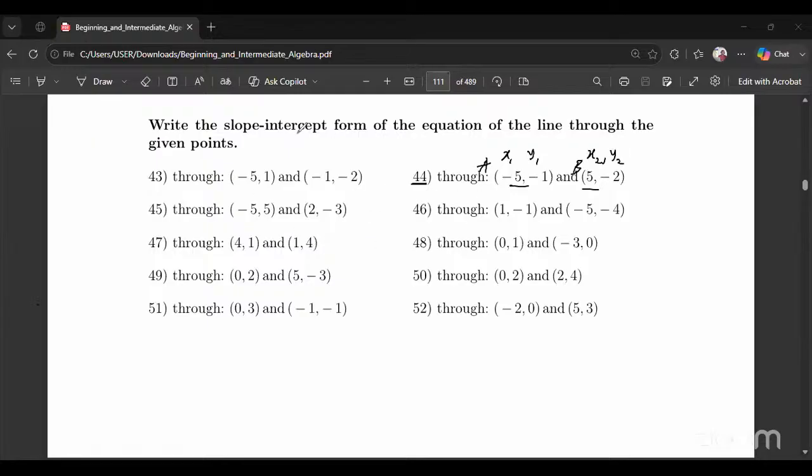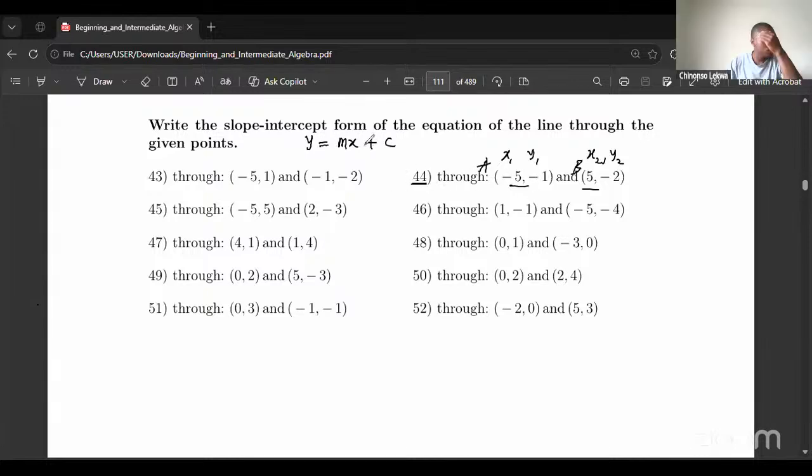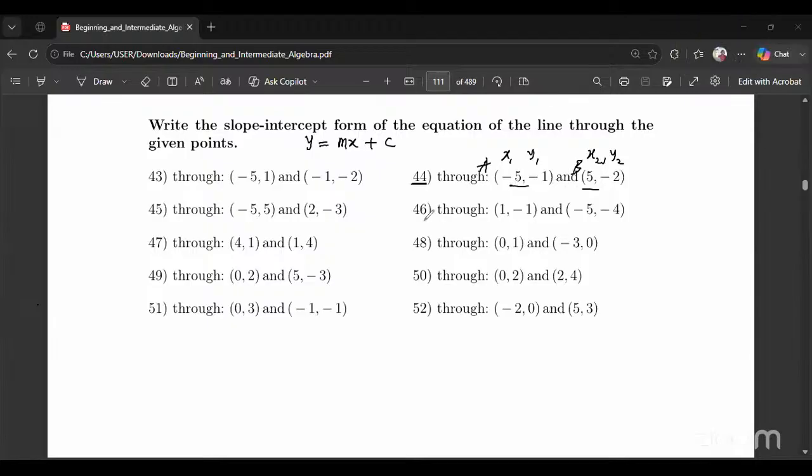Now the slope-intercept form, just like Mr. Chinonso showed us earlier, is written in the form y equals mx plus c. The m represents the slope or the gradient, while the c represents the y-intercept. The point where the line crosses the y-axis is called the y-intercept. So we want to see how we can write the slope-intercept form for these given 2 points. All right, so how do we go about it?